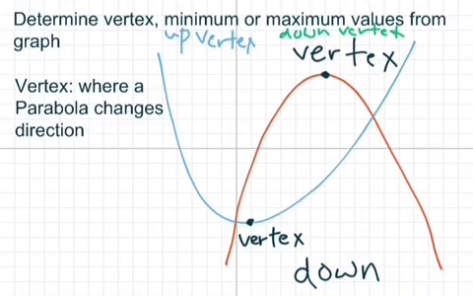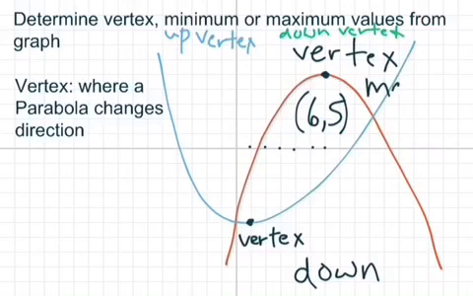Okay, so how do we assign values to these points? For the vertex, all we have to do is read that point off of the graph, the xy coordinates. If we look at our red parabola first, the coordinates of that are going to be an x of 1, 2, 3, 4, 5, 6, and a y of 1, 2, 3, 4, 5. So your vertex point is 6, 5. Your maximum value is going to be the y value of that coordinate.